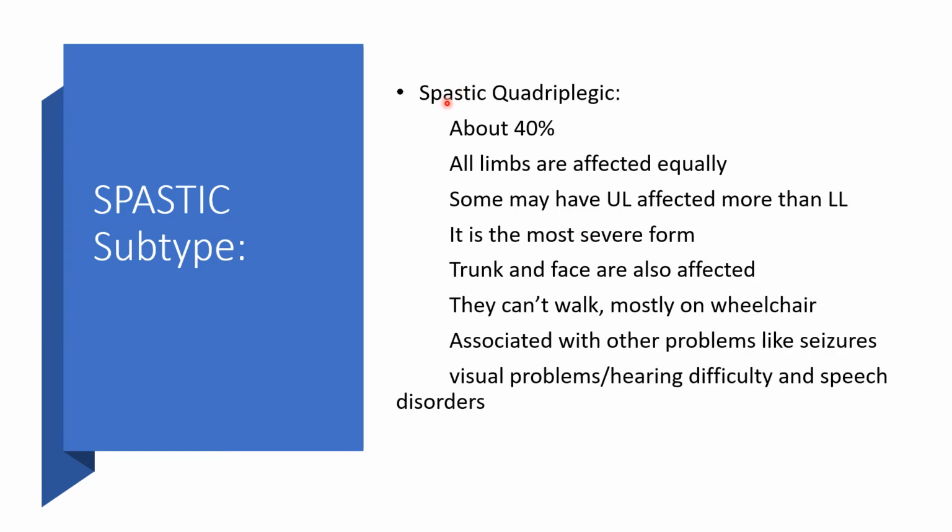Now, on spastic subtype, the last here is spastic quadriplegic. This will affect about 40%. All limbs are affected. Some may have upper limb affected more than the lower limbs. And this is the most severe form of spastic subtype. Of course, needless to say, right? All limbs are affected. Even trunk and face are also affected. They can't walk. Then what will happen? They'll be mostly confined to the wheelchair. This is associated with other problems like seizures, visual problems, hearing difficulty, and speech disorders. This is horrible. It's the worst of cerebral palsy spastic subtype.